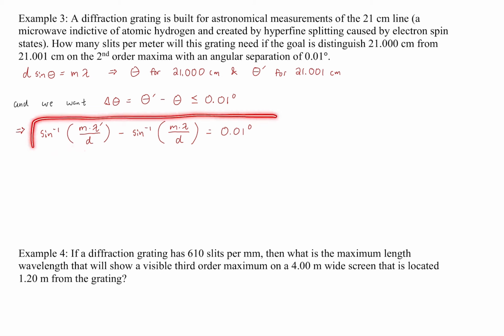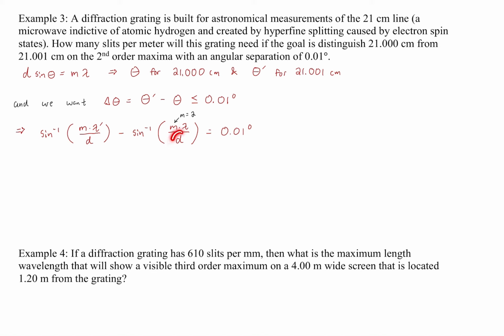So now I have an equation with a single unknown, okay? Because I know that m is 2. I was told we wanted on the second order maxima. We know what lambda is, and we know what lambda prime is, okay? In other words, lambda is 21 centimeters, right? I know it's a long wavelength, but these are microwaves after all. And then lambda prime is 21.001 centimeters, okay?